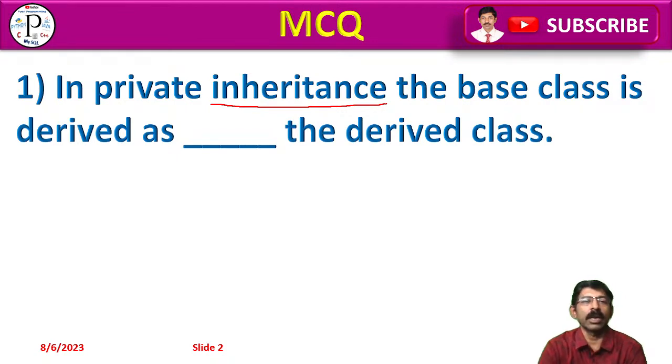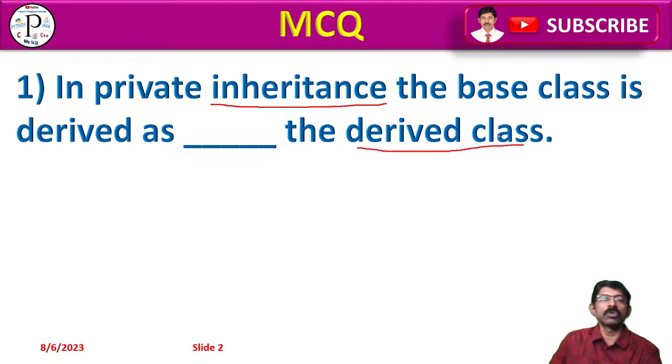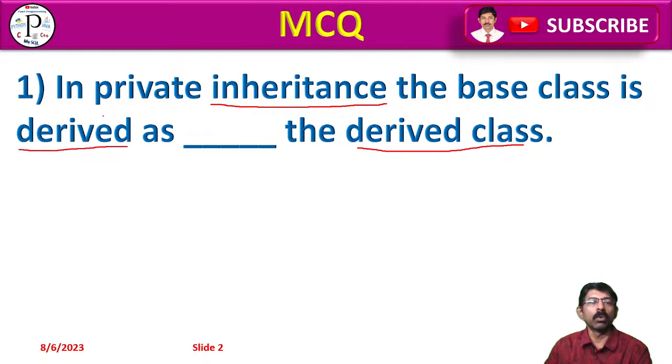Now here the question says that in a private inheritance, the base class is derived in the derived class. That means if I'm trying to derive the base class to the derived class in the private mode, that means while inheriting I'm making the base class private, then what will be the access specifier in the derived class? Will it be private, public, protected, default? These are the options.